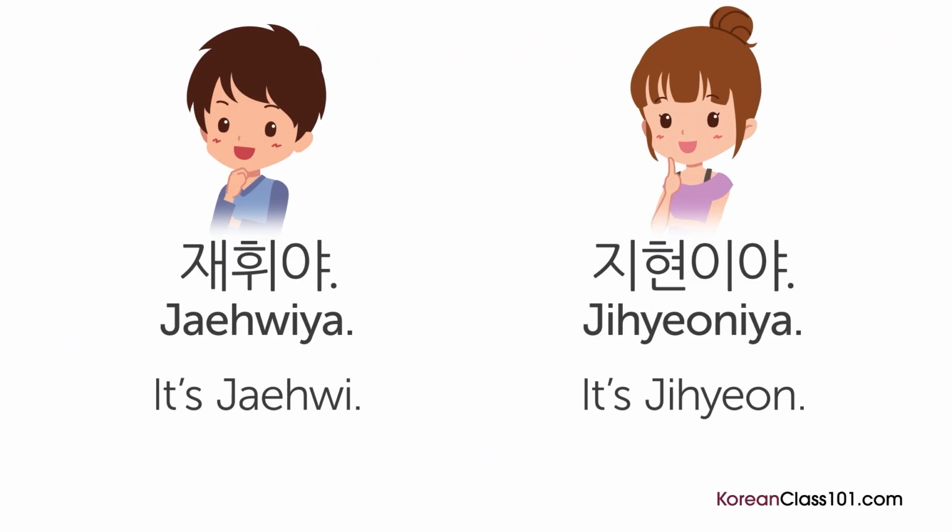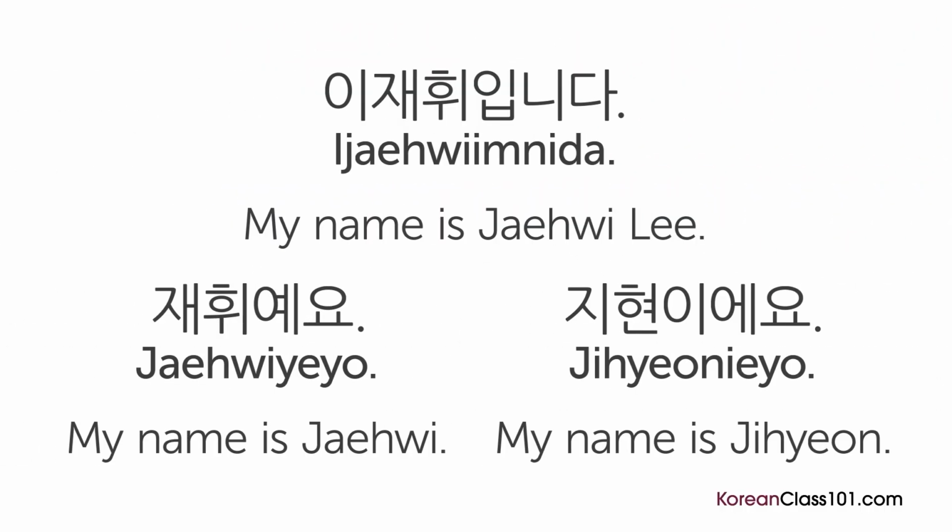The last version is really casual, so be careful when you use it. Again, the ending depends on whether your name ends in a vowel or consonant. With my name, Jae-hwi, I'll use the 야 ending. Therefore, the whole phrase would sound like 재휘야. For the name I mentioned before, 지현, she would use the 이야 ending, so her introduction would sound like 지현이야. You can use this version only when you're absolutely sure the person is younger than you or the same age. However, once you're out of school, it's better to use the more polite forms.